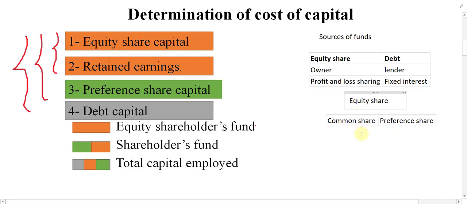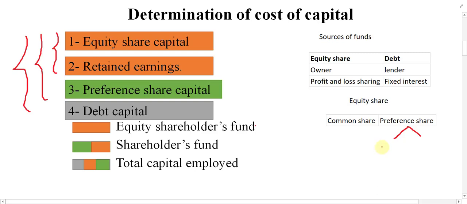Equity share. Equity share can be preference share. Equity share can be common share. If it is preference share, basically preference shares are those shares which have a preferential right. What are the preferential rights?